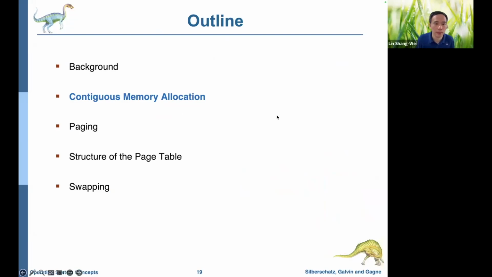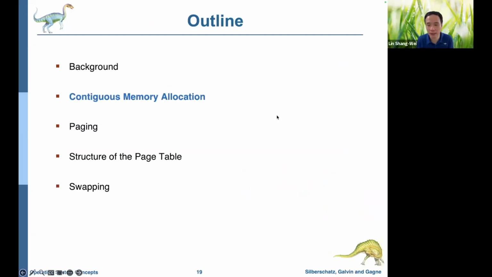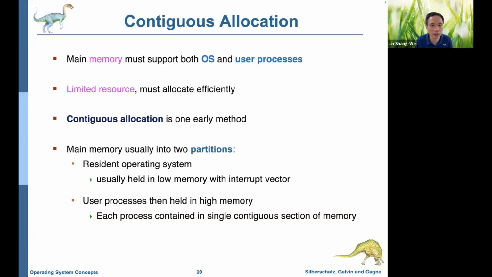All right, we know that memory will be shared by the kernel as well as different user processes. So we need to allocate memory to either the kernel or user processes. How are we going to allocate this memory to different processes? We do have different approaches. The first one is called contiguous memory allocation.